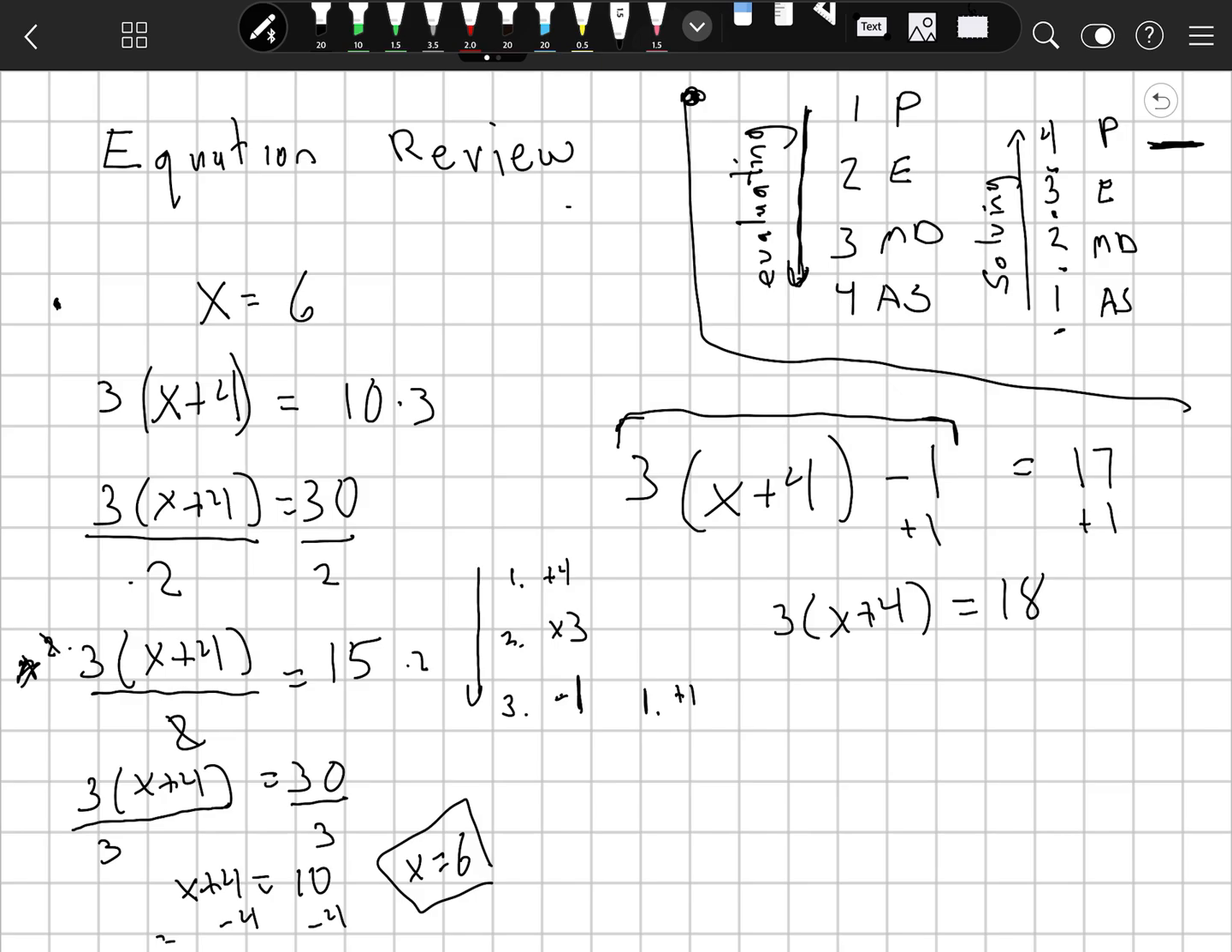Step 2, we multiplied by 3, so we have to undo that. So this will be our step 2 now, and we undo a times with a divide. So divide by 3, and we get x plus 4 equals 6.